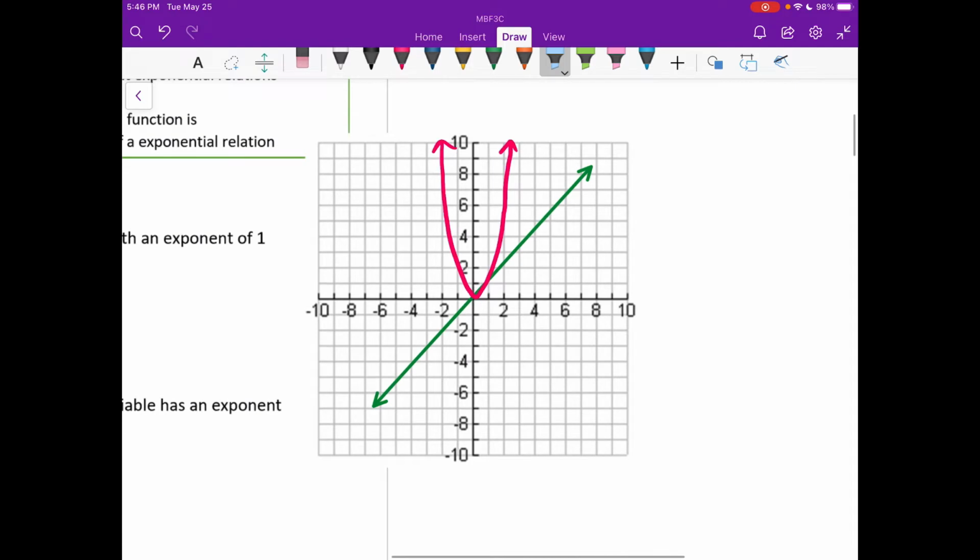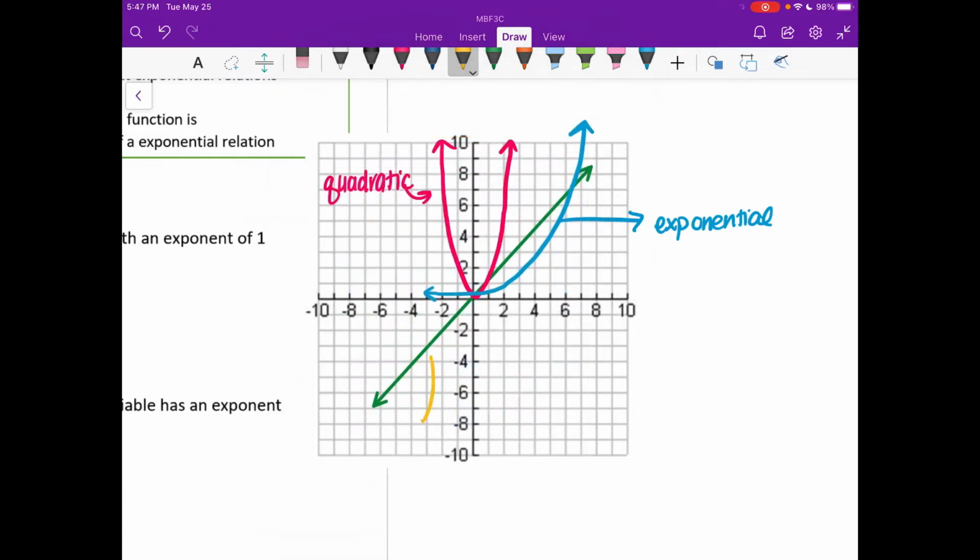Just so you know what this kind of looks like, this is what an exponential function will look like. I'm just going to label these. This is an exponential, this is a quadratic. These are all different types of graphs. Quadratic, and then your green one here is a linear function.